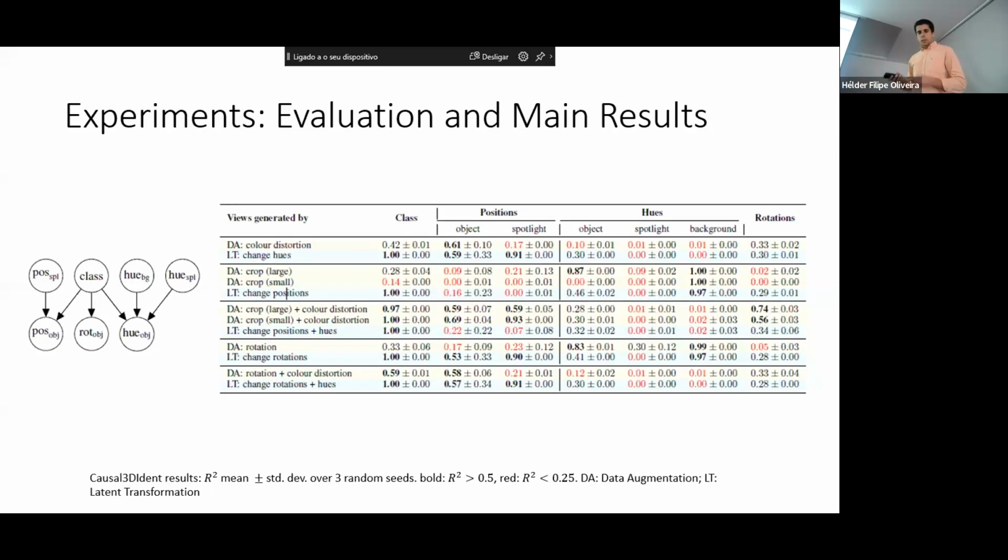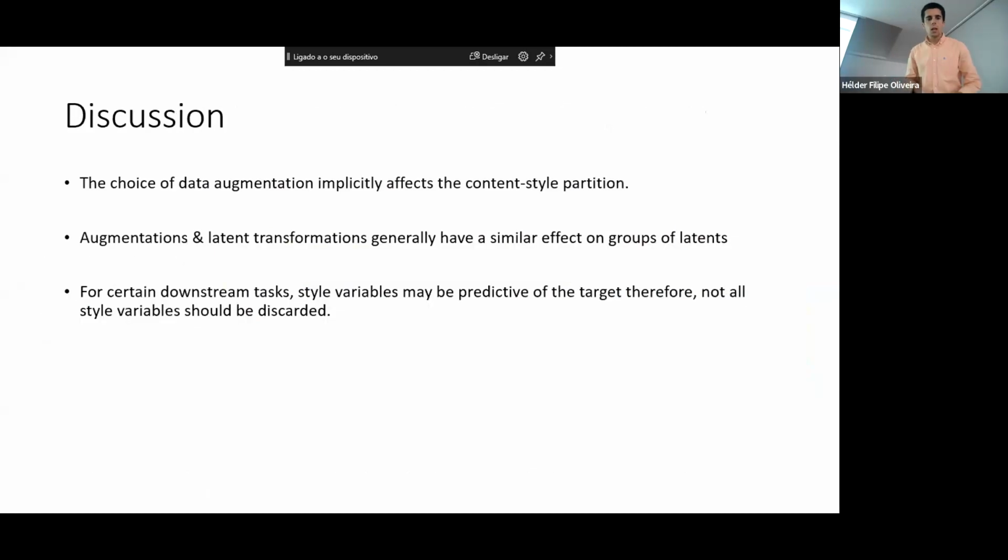Another interesting thing we can observe from these results is that it is somewhat challenging to select data augmentations that will accurately affect only a specific subset of latent variables. And another interesting observation is that the content style partition is directly dependent on the set of data transformations we choose. So this is summarized here.